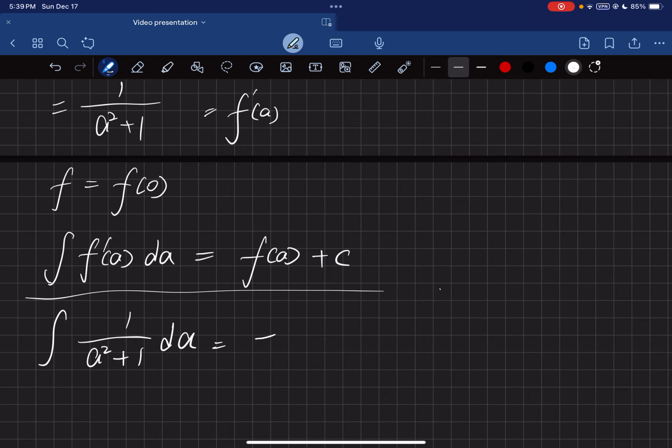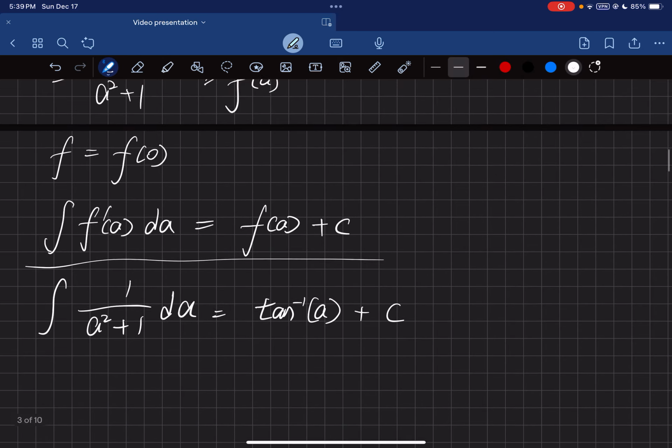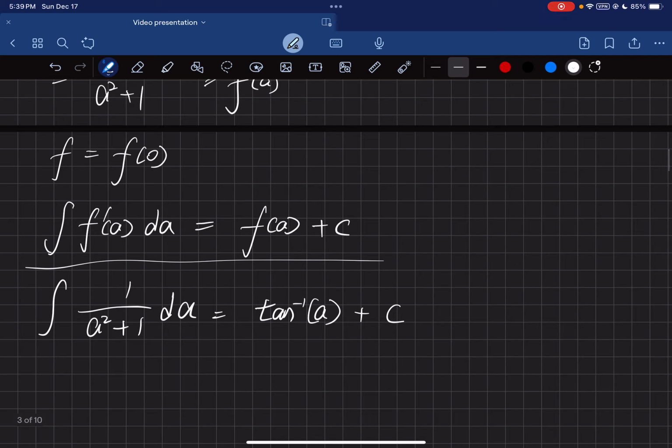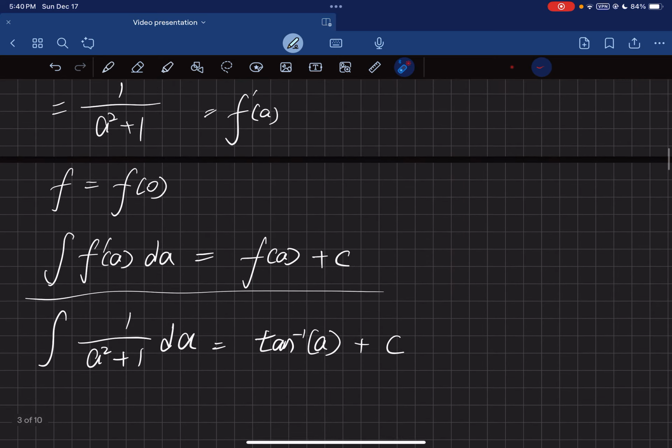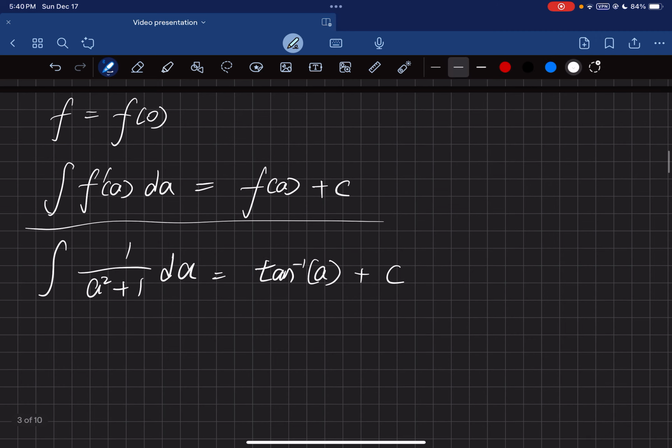That equals arctangent a, right? Plus a constant, this is constant c. But now we're going to solve for this constant because we don't know the value of c, right? But how can we solve this?